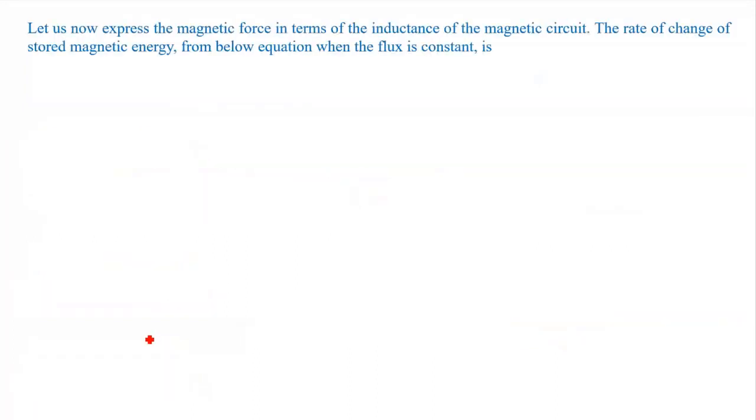Okay. So now let us move forward. Let us now express the magnetic force in terms of the inductance of the magnetic circuit. Why is it important? Because in a linear magnetic circuit, we can calculate inductance very easily by calculating the reluctance, right? So it is only applicable to a linear magnetic circuit.